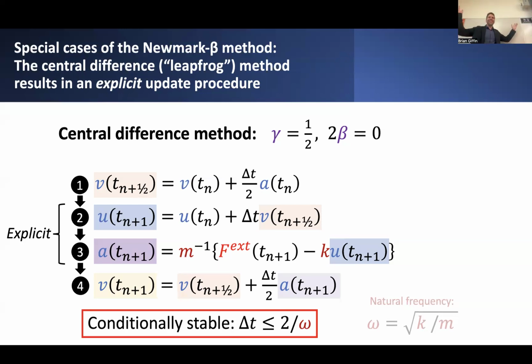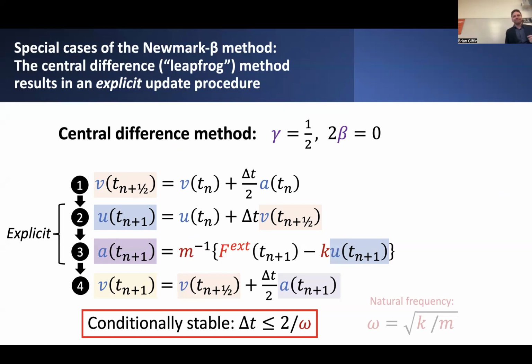So why don't we always use this method, sometimes called the central difference method? Why don't we always use this particular time integrator? It seems like it has some very nice properties, right? It seems like we don't have to solve this implicit coupled system of equations. Why couldn't we use this all the time?